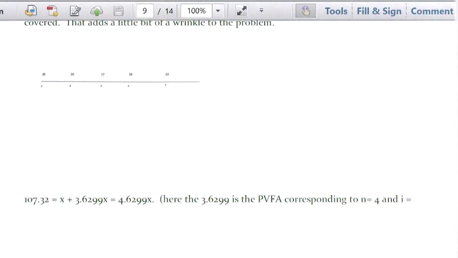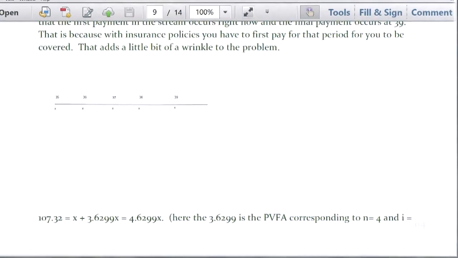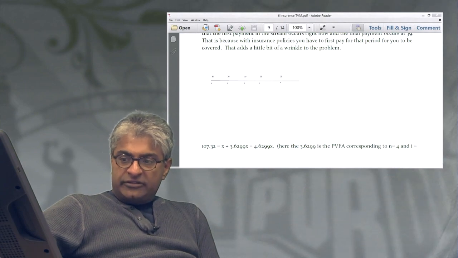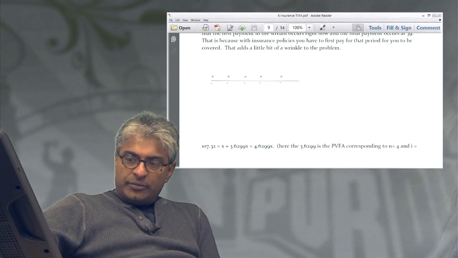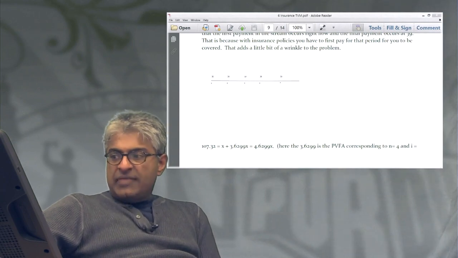And so you take the X and then multiply that by the present value factor for annuity that we have seen in many different video segments, corresponding to the interest rate, which is 4%, and N equals 4 payments. The corresponding factor, that either you can calculate using formulas that you've already seen, the present value factor formula, or from a table, would be 3.6299. That's the factor value, the discount factor, the present value factor for annuity.